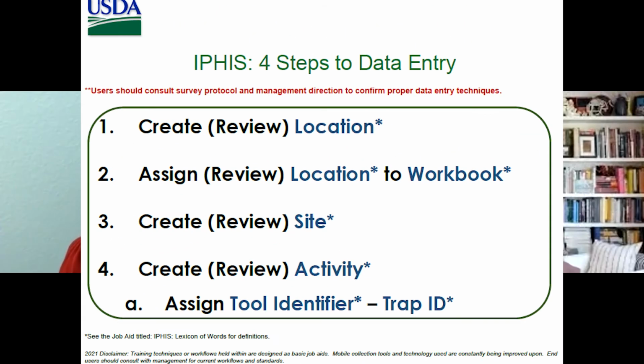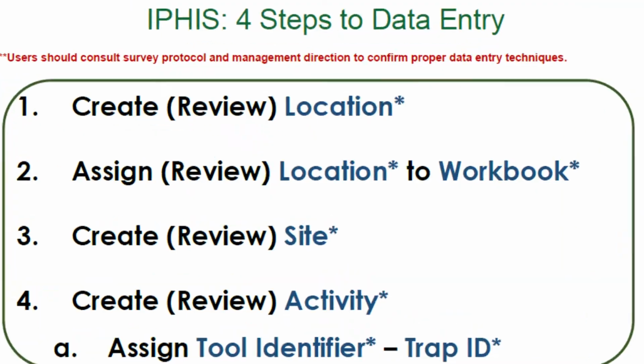This takes us to step 4 in our process. Remember, step 1 is create or review a location. Step 2 is create or review a workbook and assign the location. Step 3 is create or review the site for the location. And finally, now we're here at step 4, creating activities.